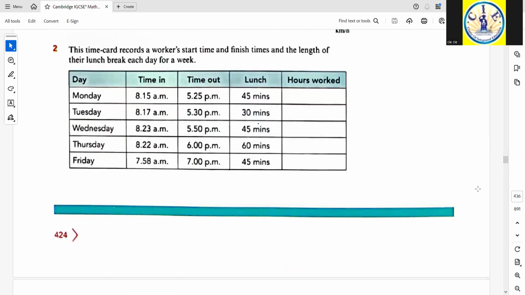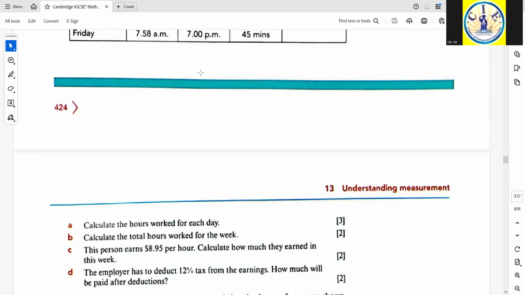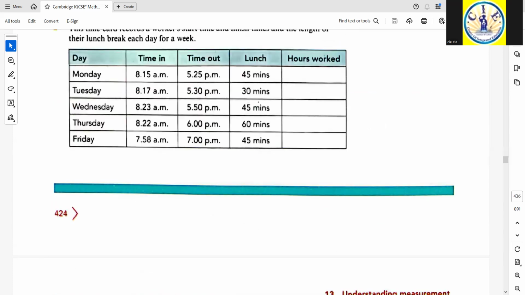Question number 2. The time card records a worker's start time and finish times and the length of their lunch break each day for a week. In part A, we need to calculate the hours worked for each day. Okay. We need to calculate the working hours for each day.